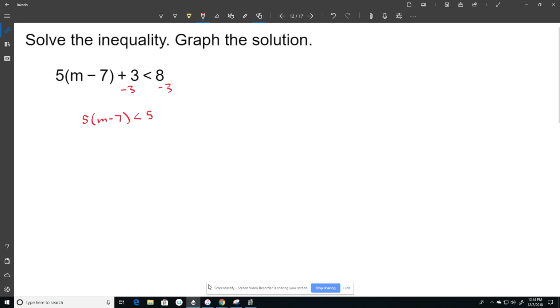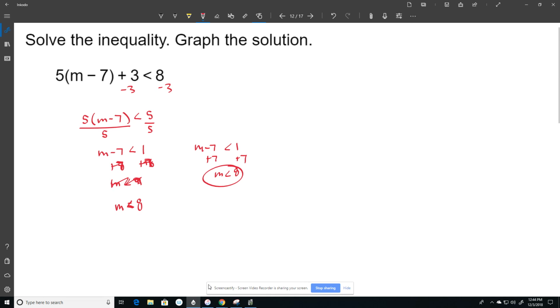5 is being multiplied by these parentheses. So I'm going to divide both sides by 5, and I'm left with m minus 7 is less than 1. When I add 7 to both sides, m is less than 8, because 1 plus 7 is 8. Sorry, that's m minus 7 is less than 1. Add 7 to both sides, m is less than 8.